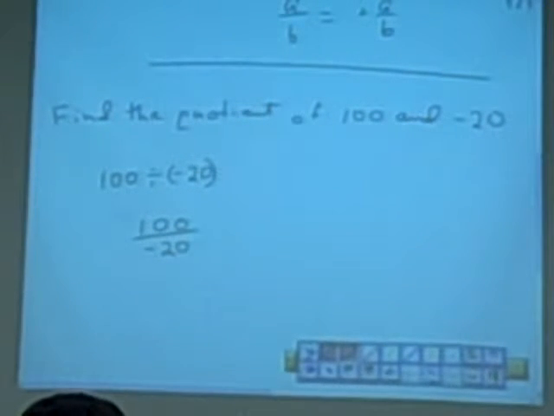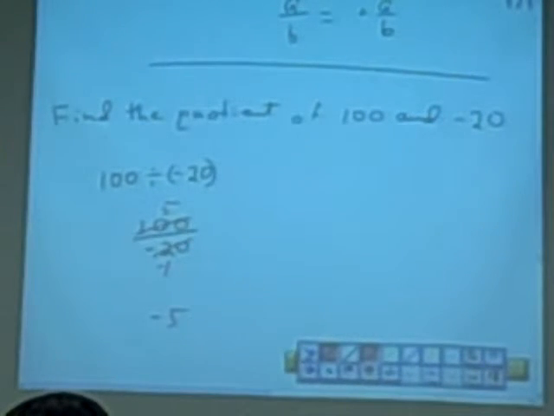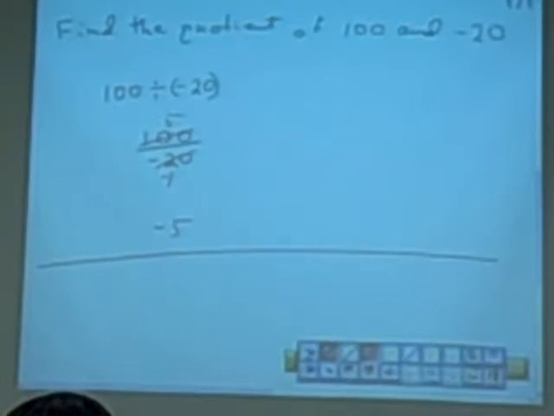And then we can see that we have a positive divided by a negative. And we know that 20 goes into 100 five times. So this would be like saying 5 over negative 1. That means we're going to have a negative 5. And that's our answer. That was like the problem that you were doing earlier. Any questions with that?